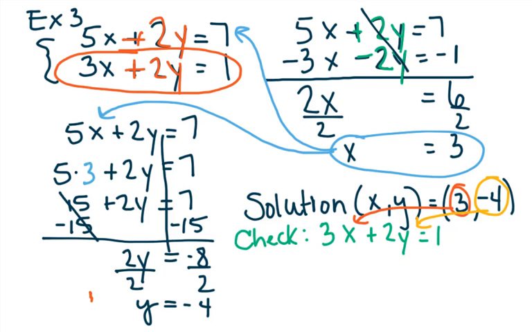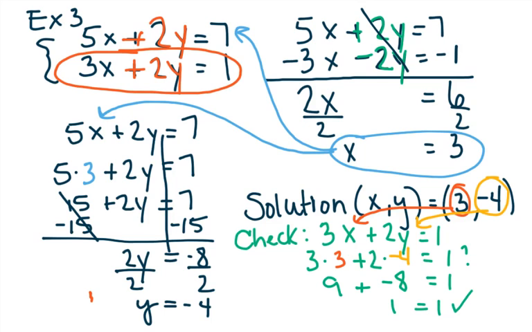So that leaves me with 3 times 3 plus 2 times negative 4 equals 1. And I want to make sure that that's right. So 3 times 3 is 9, plus 2 times negative 4 is negative 8, and 9 plus negative 8 is 1. So 1 equals 1 is correct, which tells me that my solution, which again was back here, 3, negative 4, that's the correct solution to the system.